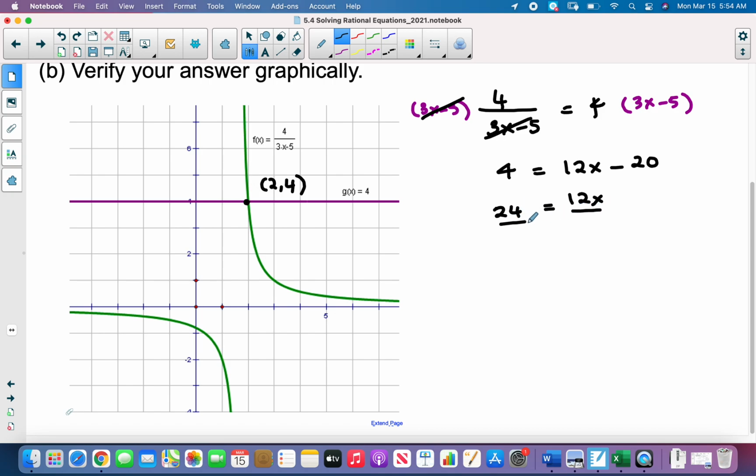You divide both sides by 12, and you get x equals 2, which is also what you got here when you looked at the point of intersection of f of x equals 4x divided by 3x minus 5, and the function g of x equals 4. The point of intersection was (2, 4). So the x value at that point of intersection is what we are solving for when we solve this rational equation algebraically.